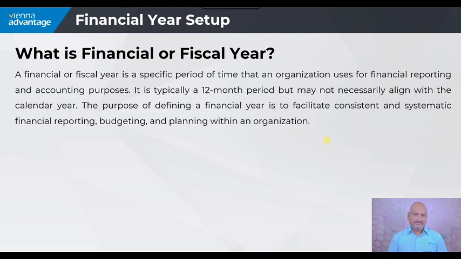So a financial year or a fiscal year is a specific period of time that an organization uses for financial reporting and accounting purposes. It is typically a 12-month period, but may not necessarily align with the calendar year. The purpose of defining a financial year is to facilitate consistent and systematic financial reporting, budgeting, and planning within an organization. So this is basically the financial year. Now let's see how we can create a financial year into the VA system.